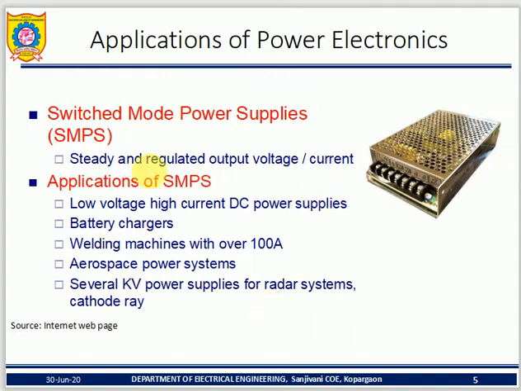So these are a few of the applications. Battery chargers, low voltage and high current DC power supplies, and building machines with over 100 amps can also be designed. In aerospace applications like radar systems, an SMPS is applicable. So the SMPS at the back of the CPU plays a vital role.